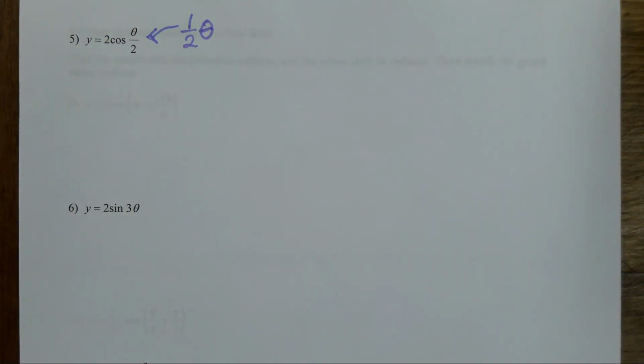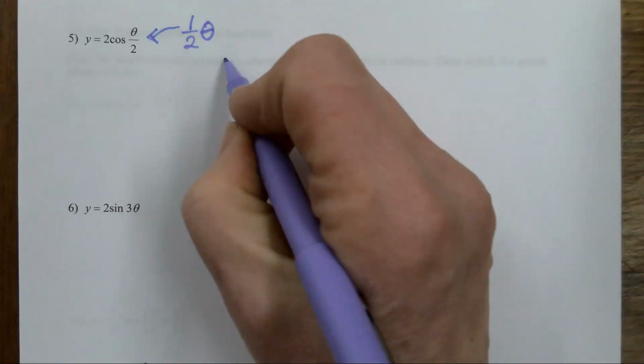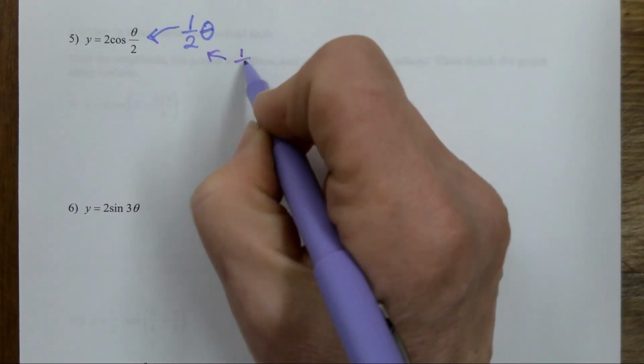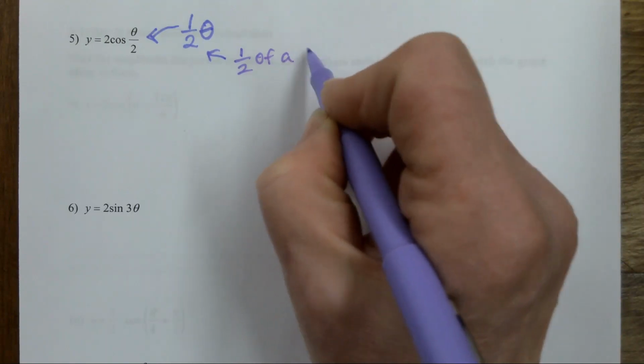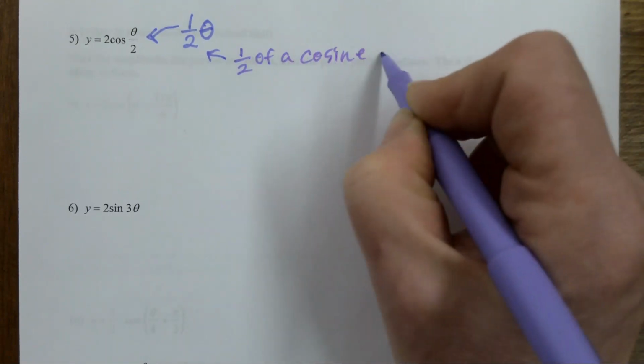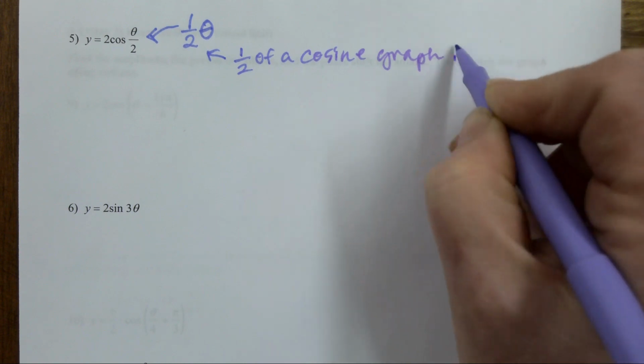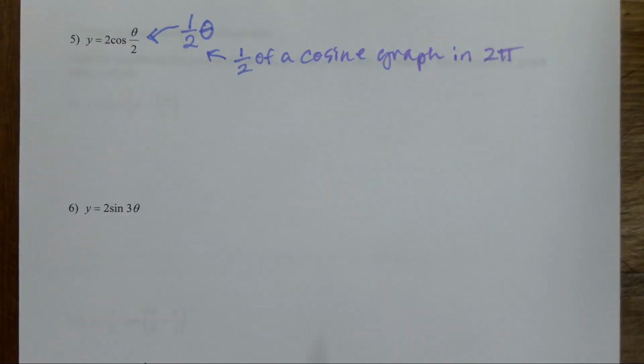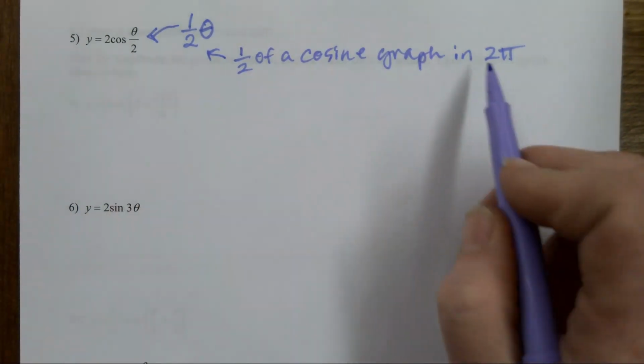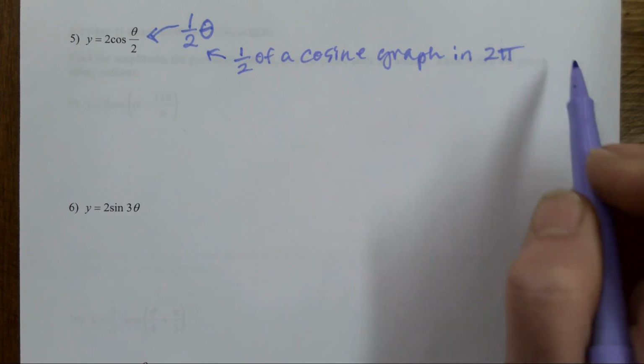This theta over 2 means 1/2 of theta. And so if I translate that, that means I can fit 1/2 of a cosine graph in 2 pi, which is 1 lap around the unit circle. I can only fit half of it in there. So if I can only fit half of it in there, how much space am I going to need to get the whole one? I'm going to need to double this and get to 4 pi.